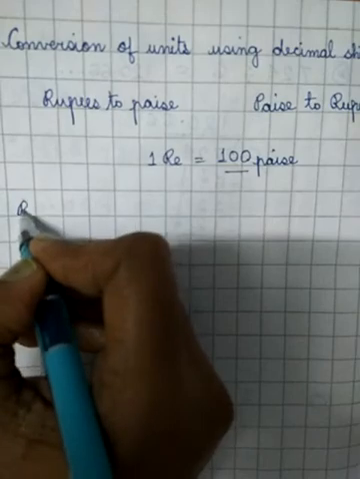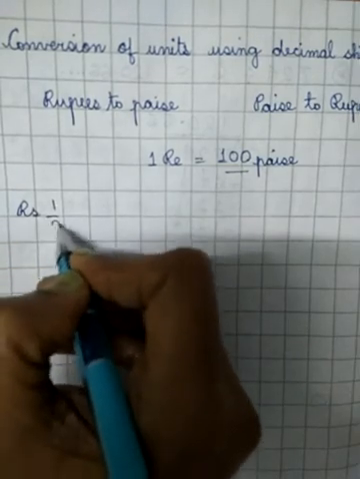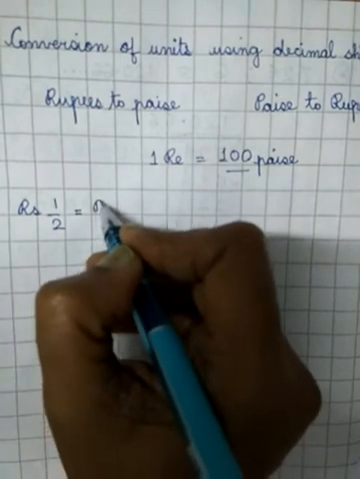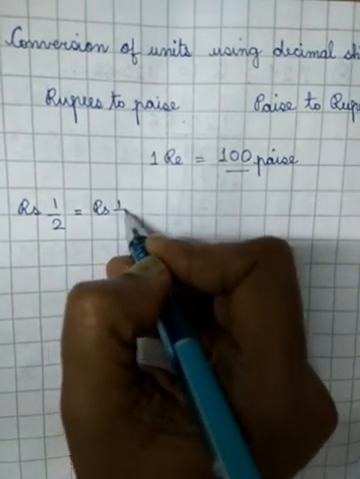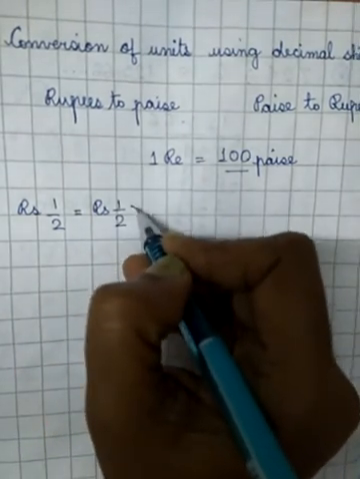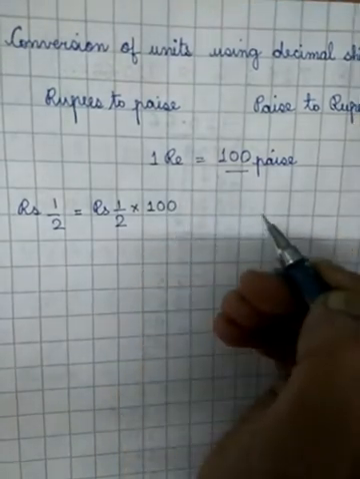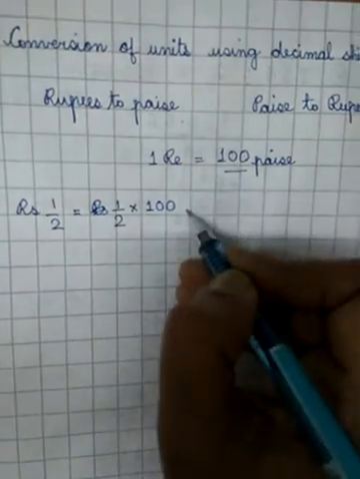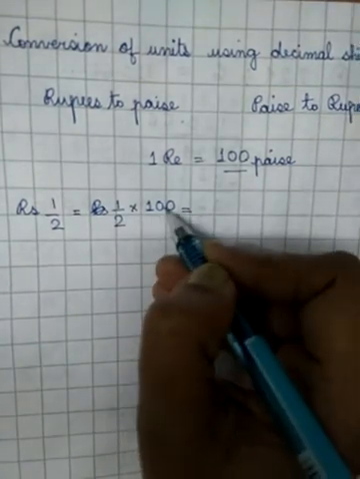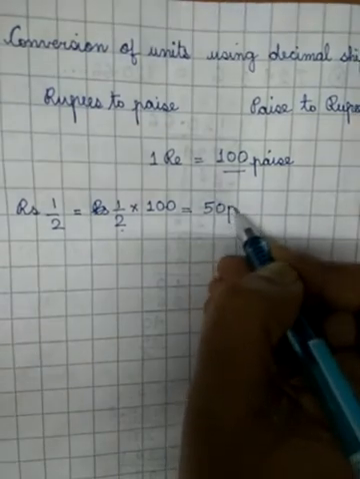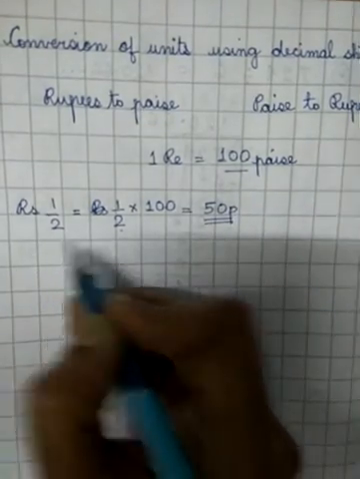So let us see rupees half. How much is half rupees? Rupees half is what? Half of how much? Half of 100 paise. Half of 100 is 50 paise. So rupees half is 50 paise.